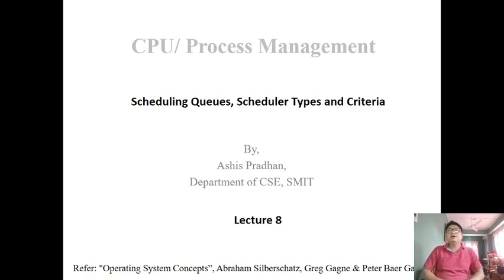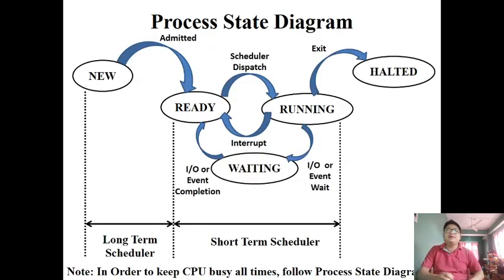Hello students, this is our lecture number 8 and in today's lecture we will be discussing scheduling queues, different types of the scheduler and the scheduling criteria under the chapter process management. As we have seen from our previous session, what the process state diagram and process control block are all about. As you can see through this diagram there are new state, ready state, waiting, running and halted state.